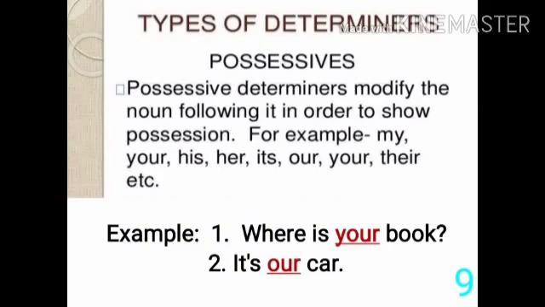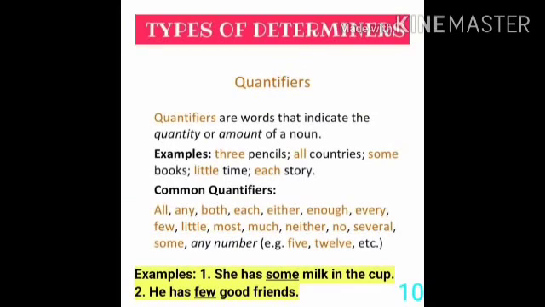Let's look into the last category of the determiners, which is quantifiers. So have a look. Quantifiers are words that indicate the quantity or amount of a noun. For example, 3 pencils, all countries, some books, little time, each story. Here, 3, all, some, little, and each are determiner words. They indicate how much or how little of the noun is being used.